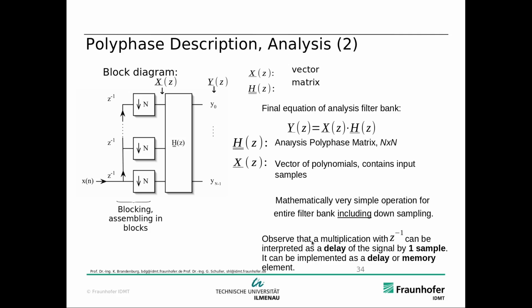Yeah, so observe that a multiplication with z to the minus 1 can be interpreted as a delay of the signal by one sample. It can be implemented as a delay or memory element. So when we implement it, we would have a delay element, which means storage for one sample period and then releasing.